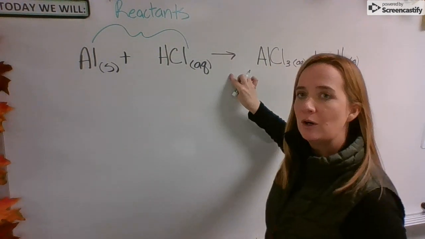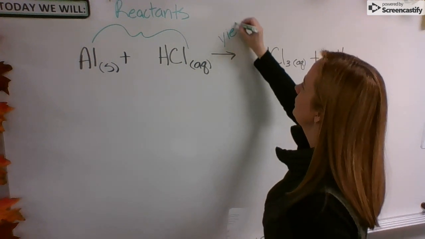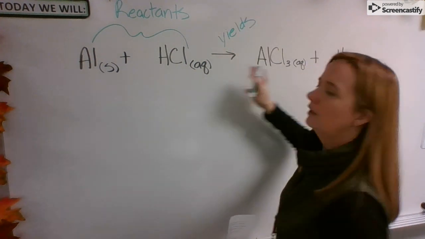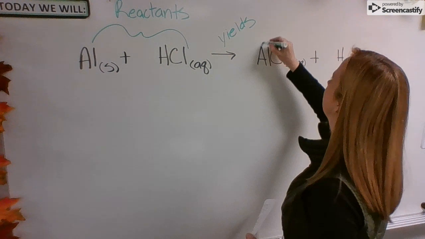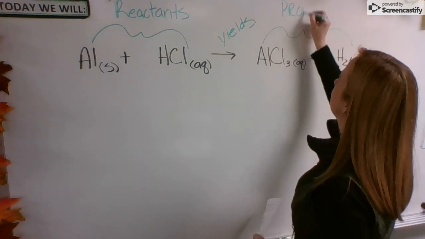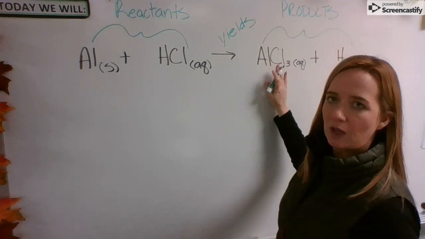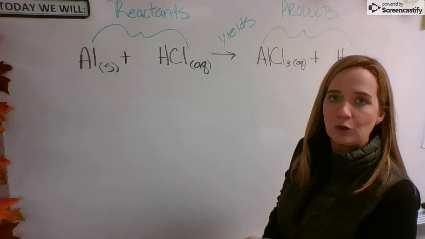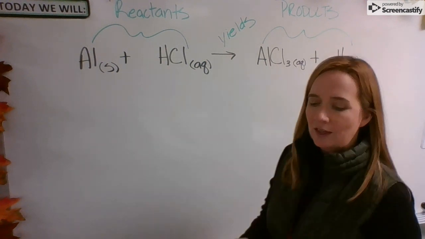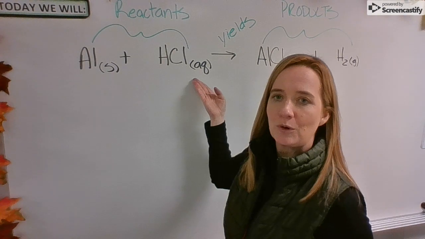Then we have this little arrow. That little arrow stands for yields or produces your products. So this is a new substance or compounds that have been produced in your chemical equation. The next thing it's asking about is what do these little letters underneath represent?